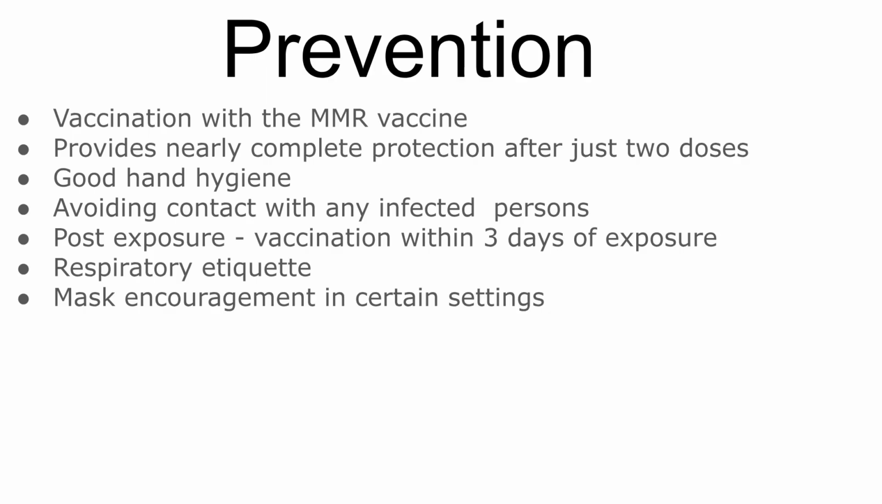Prevention for measles will be vaccination with the MMR vaccine, in which it provides nearly complete protection after 2 doses of it. And it's also known that if you do have 2 doses of it, you automatically have presumptive immunity. Performing good hand hygiene, avoiding contact with any confirmed infected persons or sick people. Post exposure, so if you are exposed, vaccination is recommended within those 3 days of your exposure. So that's really important there as well.